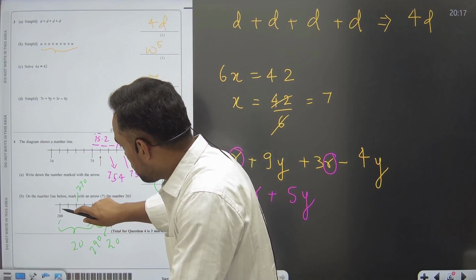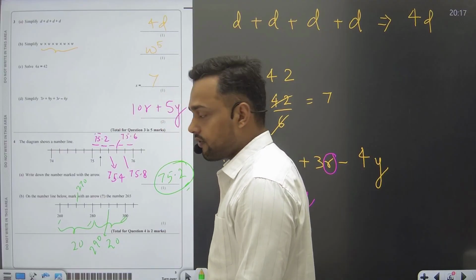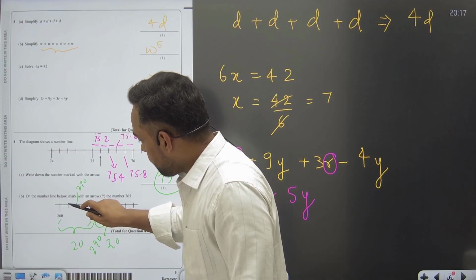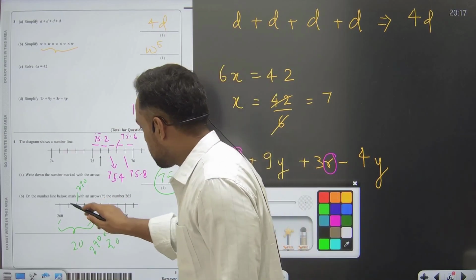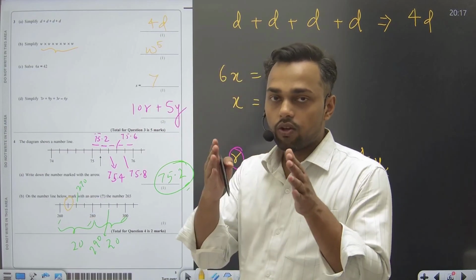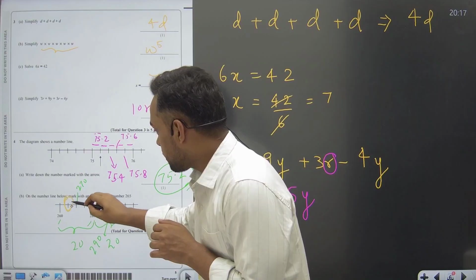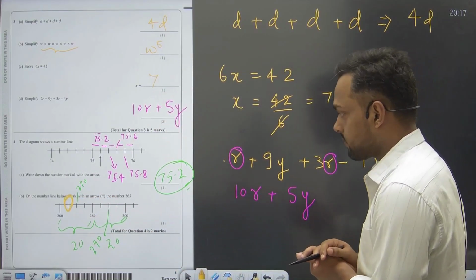Now they have asked for the number 265. So between 260 and 270, the number will be 265. So this is our solution, student. This part is 265. What we are doing is taking the average values here. So we have marked this particular line as 265.